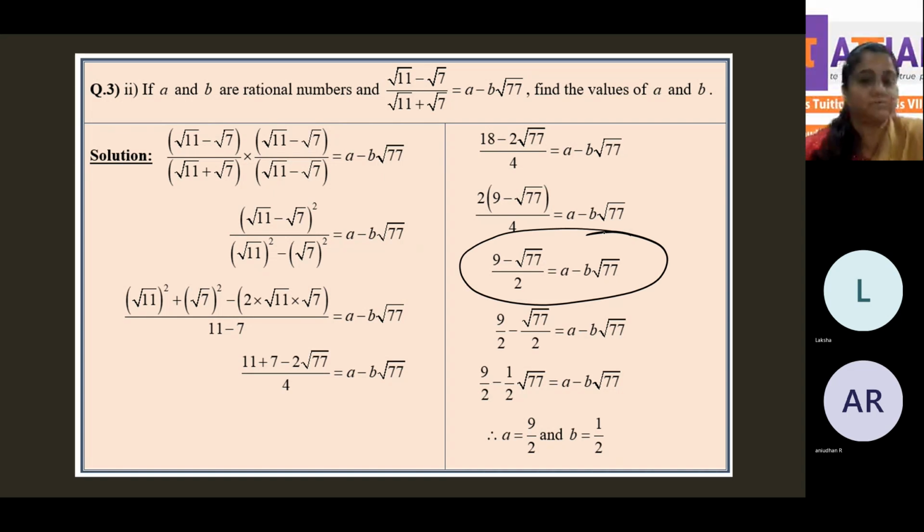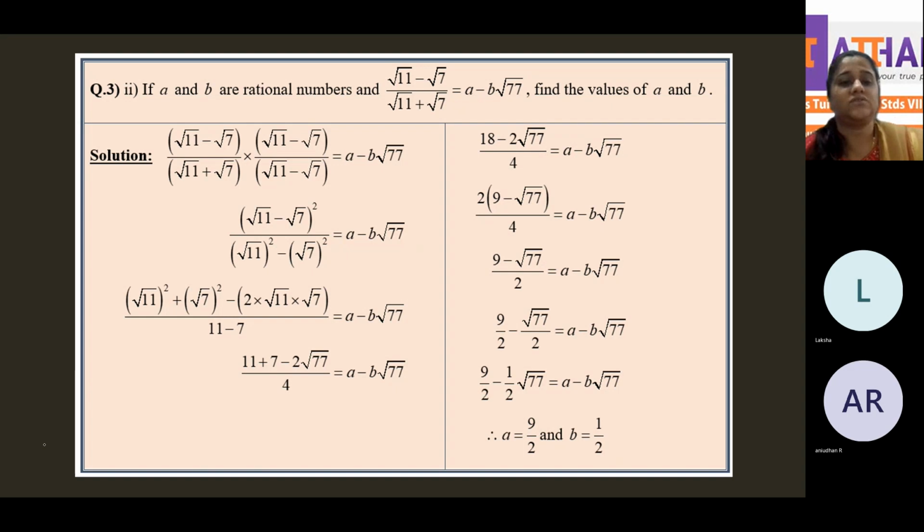Pass your book. Yeah. 18 minus 2 root 77 by 4. Very good. So 18 by 4 minus 2 root 77 by 4. You have written B root 2. That's the problem. It's B root 77. While comparing, you've gone wrong. You're right, otherwise.